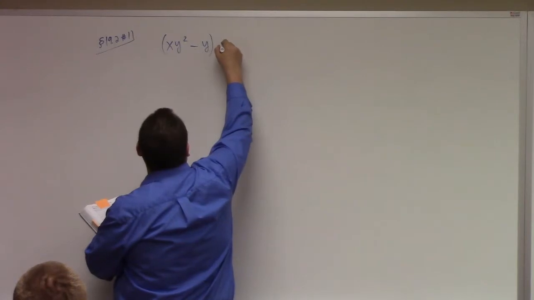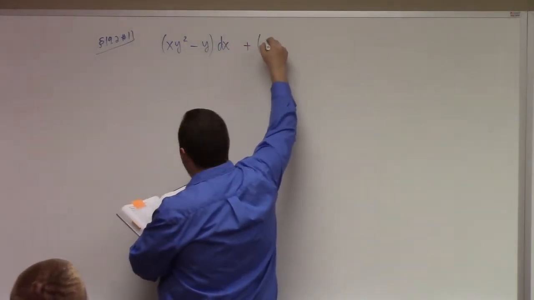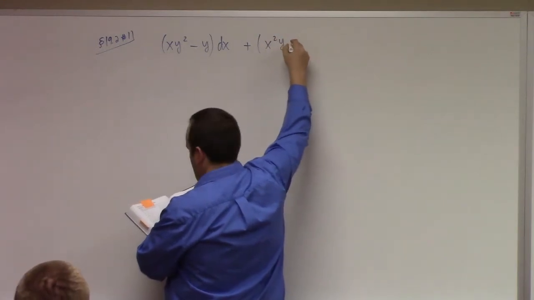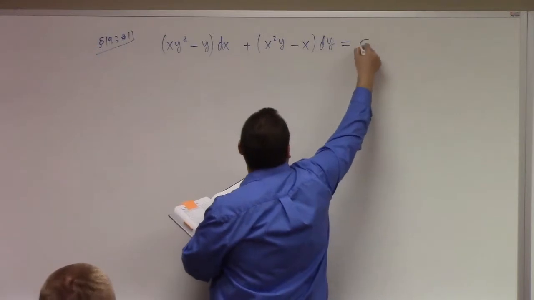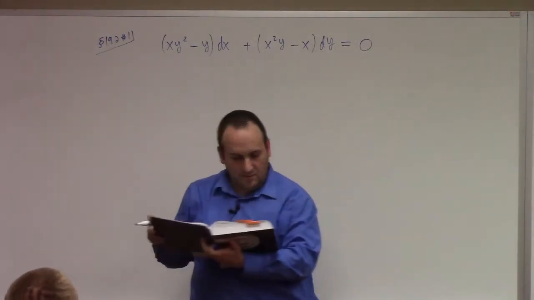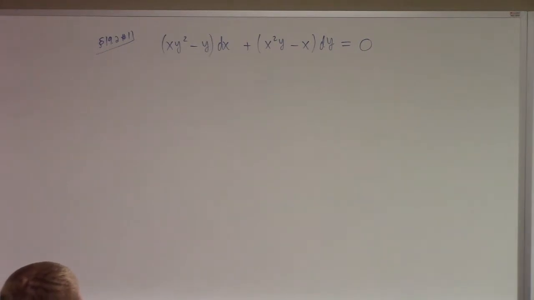All right, I'm going to change the problem. This is (xy² − y) dx plus (x²y − x) dy equals 0. That's essentially the problem which is given. And the question is to find the maximal simply connected region on which the equation is exact. And in each of these cases, there is one such region, and find the integral curves.